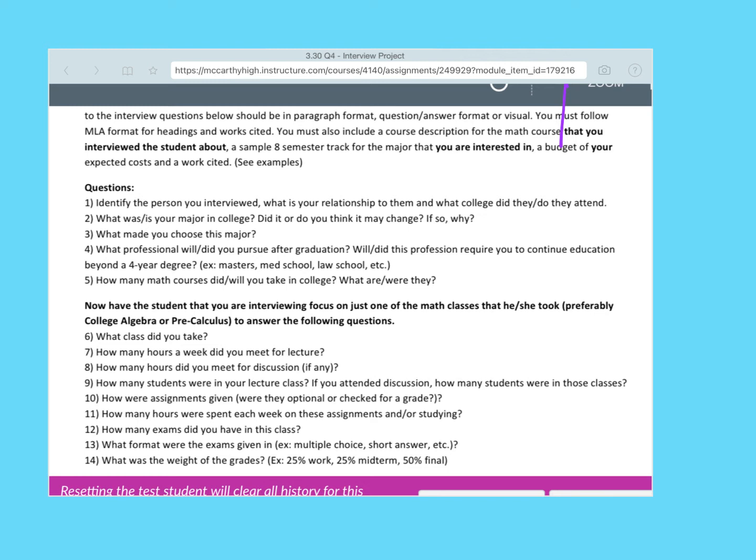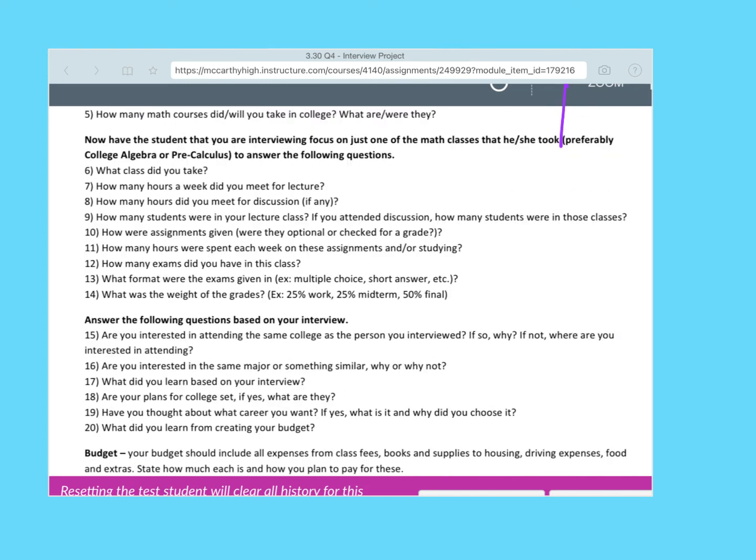How many exams did they have in this class? What format were the exams given? Multiple choice, short answer, etc. And what was the weight of the grades? Was it 25% work, 25% midterm, 50% final? Is it 50% midterm, 50% final? That kind of thing you're going to find out. Questions so far?